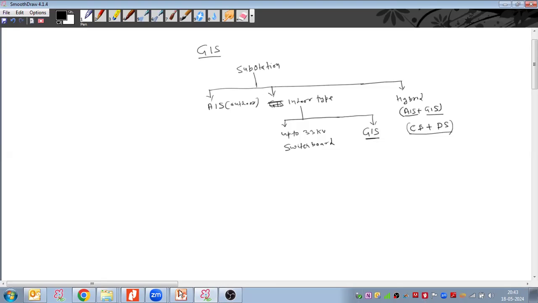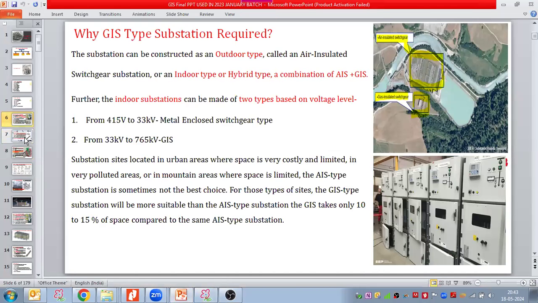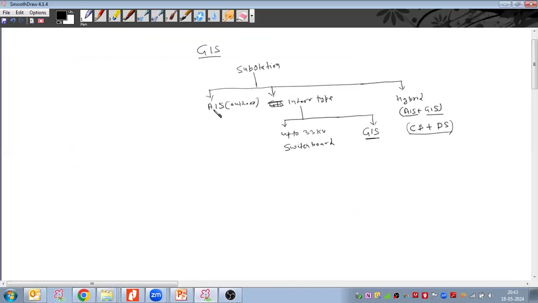The types of electrical installations, right? So AIS we have discussed so far, and the SLD we have discussed so far, in module number 4. The switchboard also we have discussed in module number 4. Now we are coming to the GIS substations, and the hybrid, which is a combination of AIS plus GIS. This we will discuss now under module number 5.